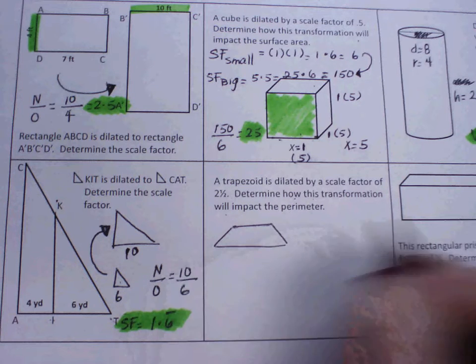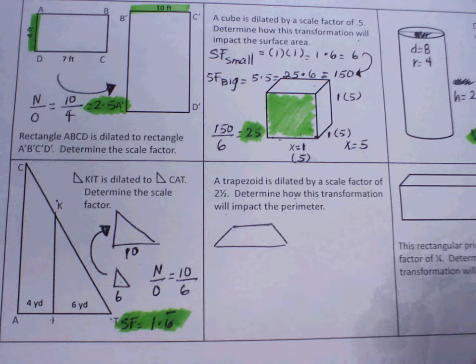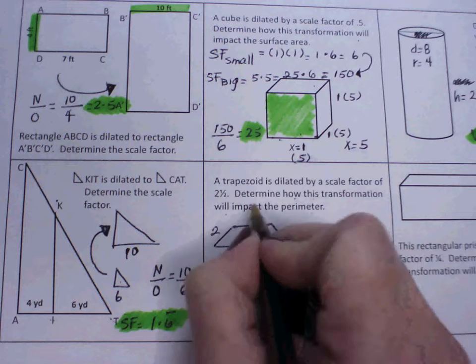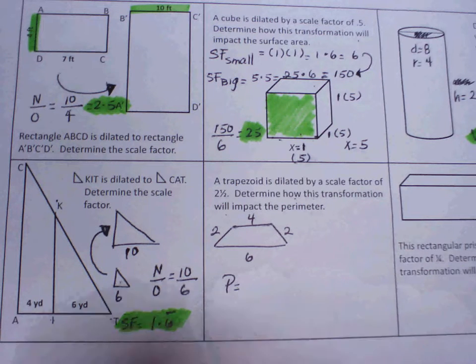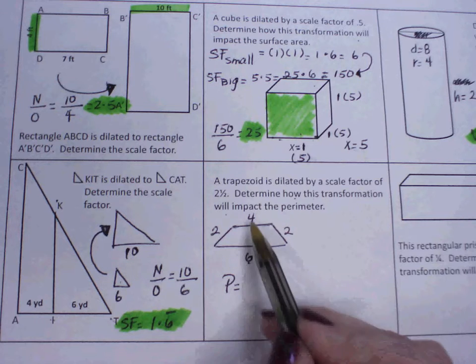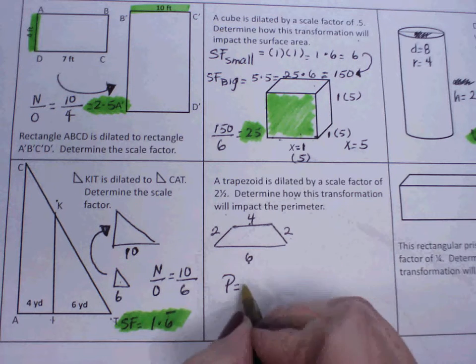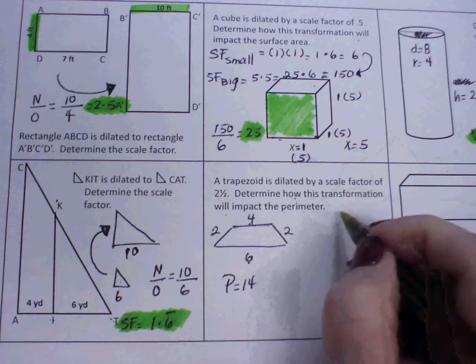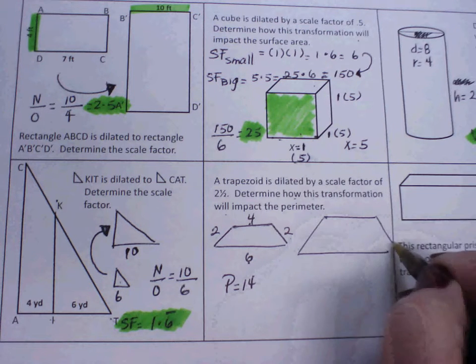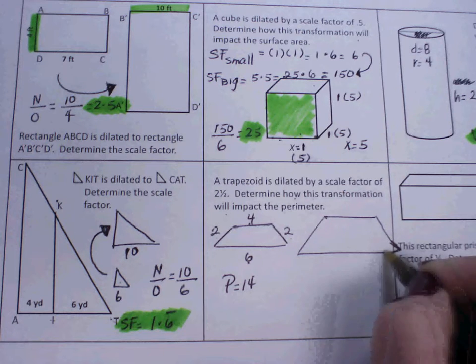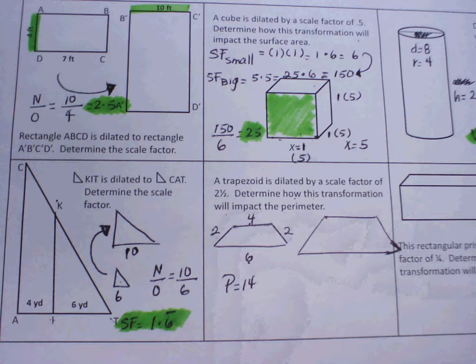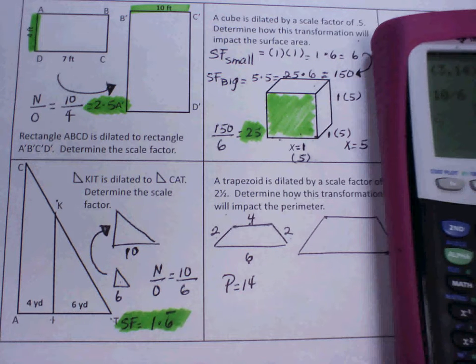All right, so let's make a trapezoid. Yay? All right, I'm going to say that this is 2 and 2, 4 and 6. What's the perimeter of this guy? What do you do for the perimeter? Add them all up. Very good. So 6 and 4 is 10. 12 and 14. Now, the new one is bigger, correct? And it's bigger by what scale factor? 2.5. So what do I have to do with all those numbers? Multiply them by 2.5.